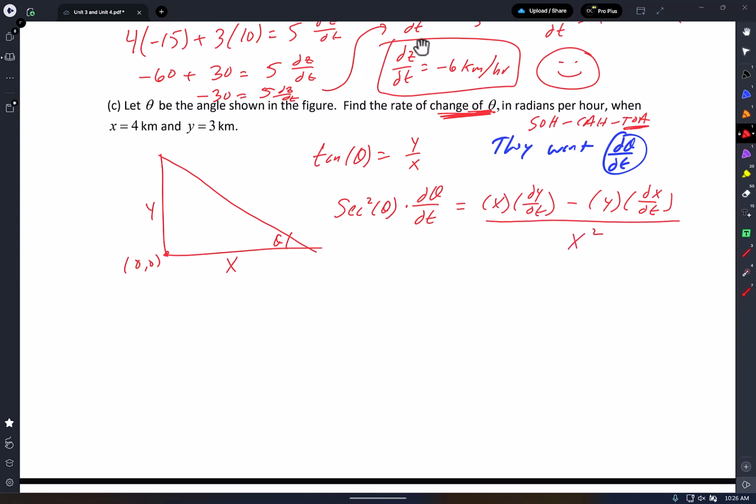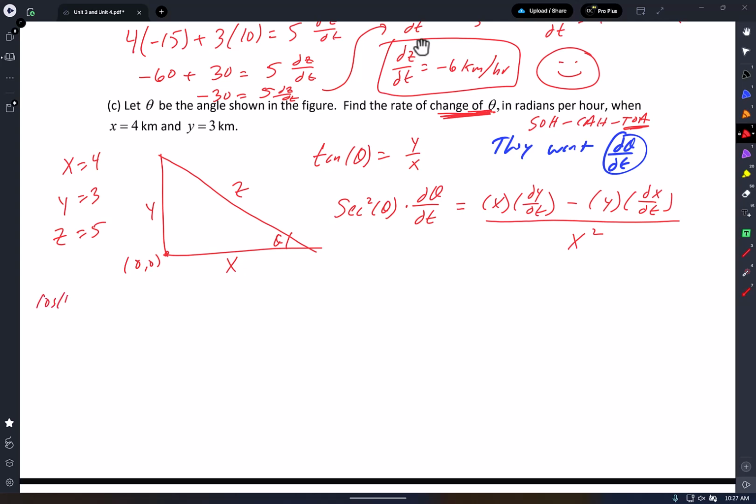So there it is. I'm just going to plug in. Guys, "Chubb, I don't know what secant squared is." Yes, you do, because you know that x is 4 and you know that y is 3. And you know if I put a z there, that z is 5. And secant is just the reciprocal of cosine.